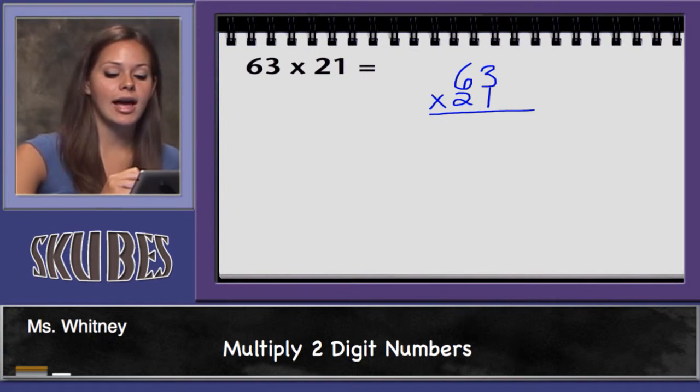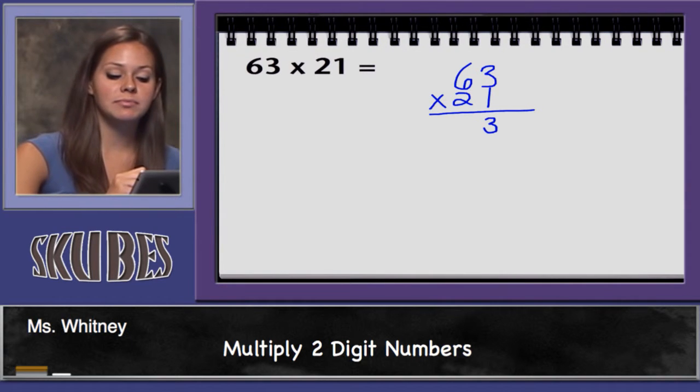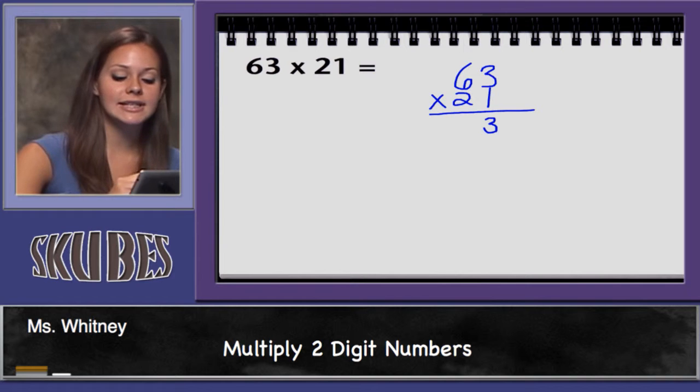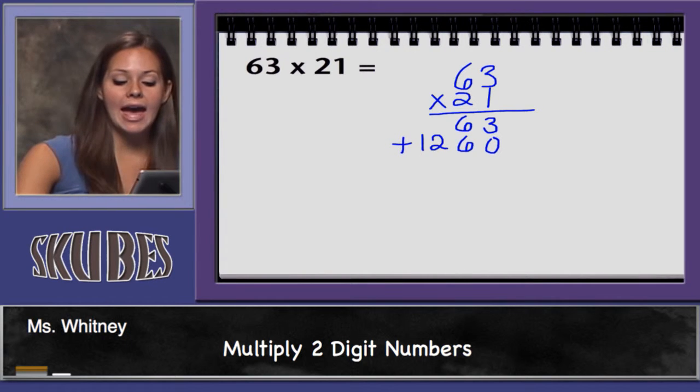First, I'm going to multiply 1 times 3 and record. Next, I'm going to multiply 1 times 6 and record. Now I'm going to bring down a 0 and multiply 2 times 3 and record, and 2 times 6. Now I'm going to add.